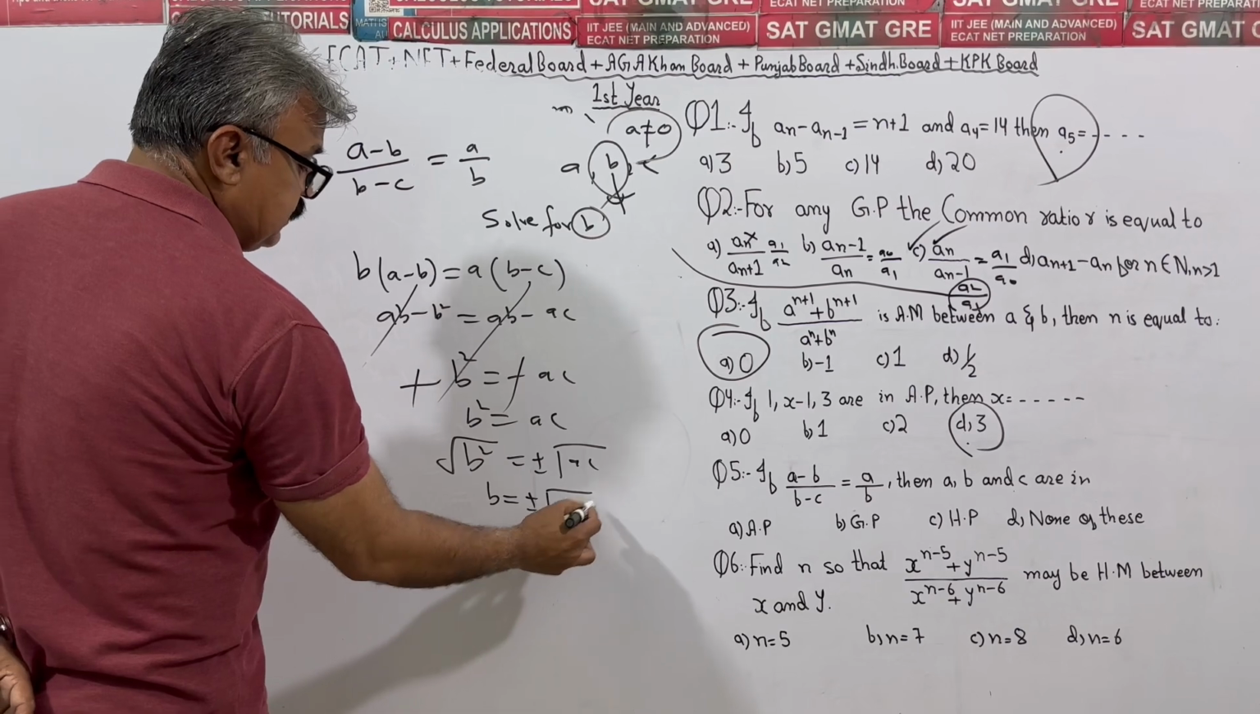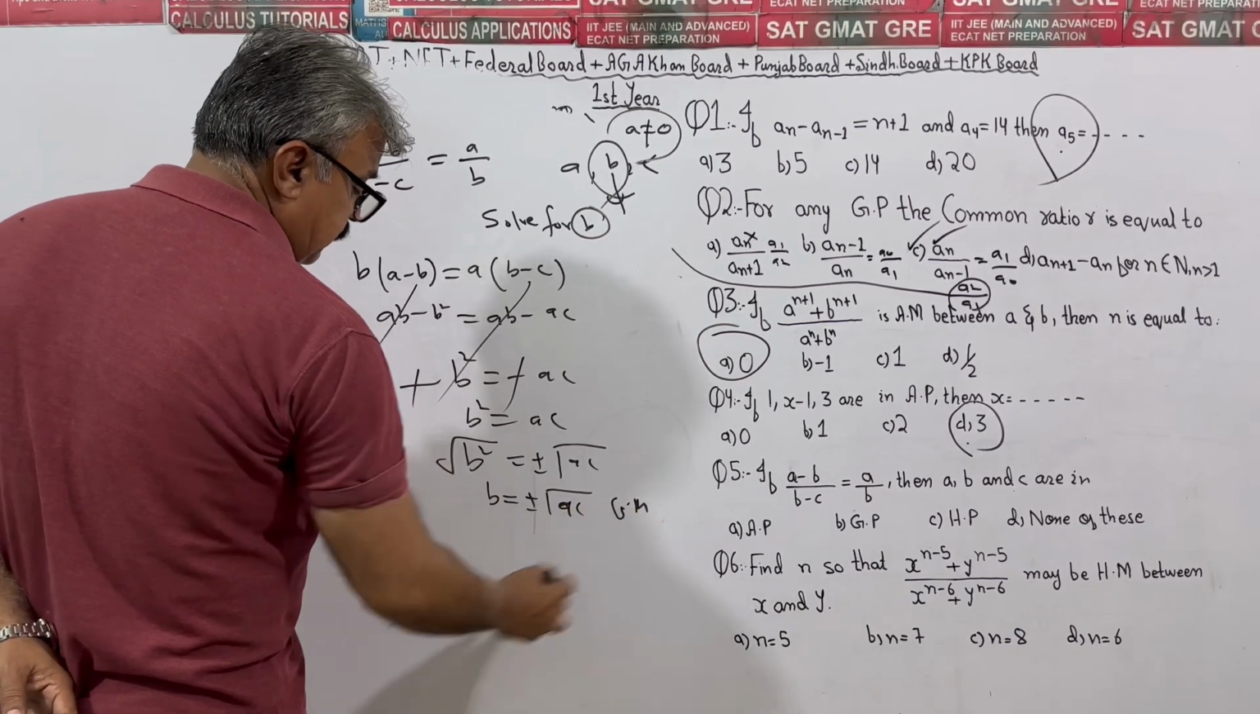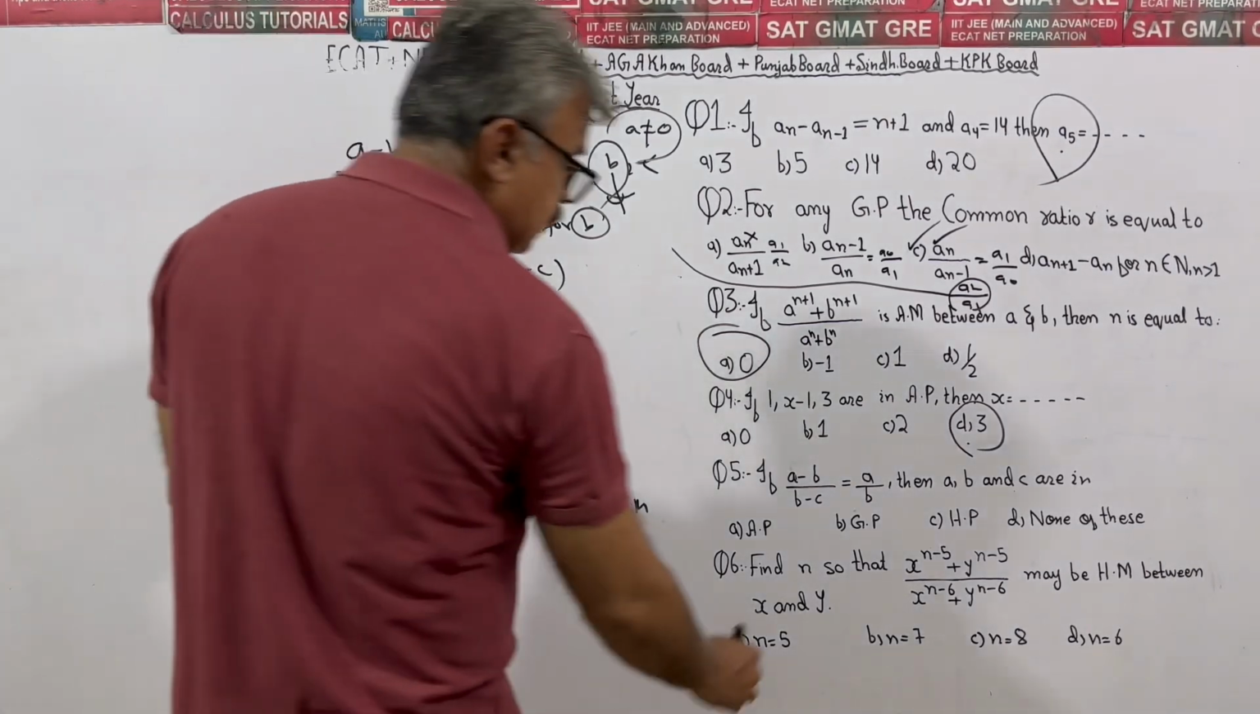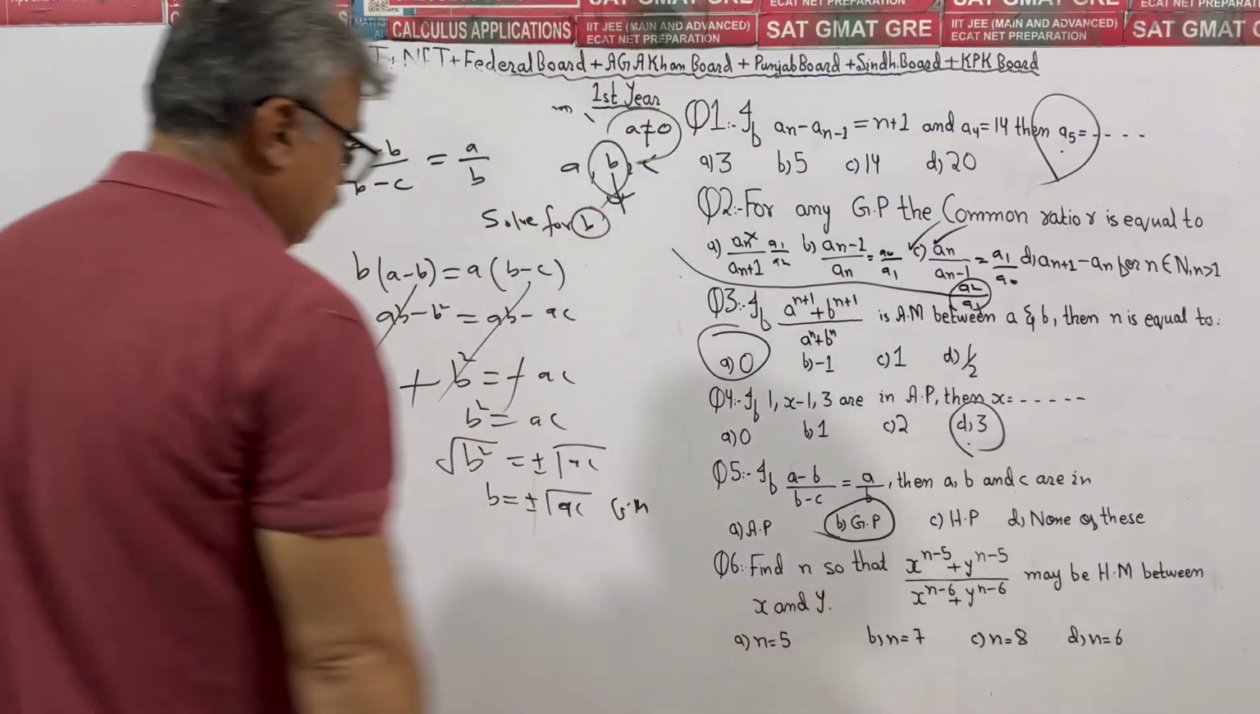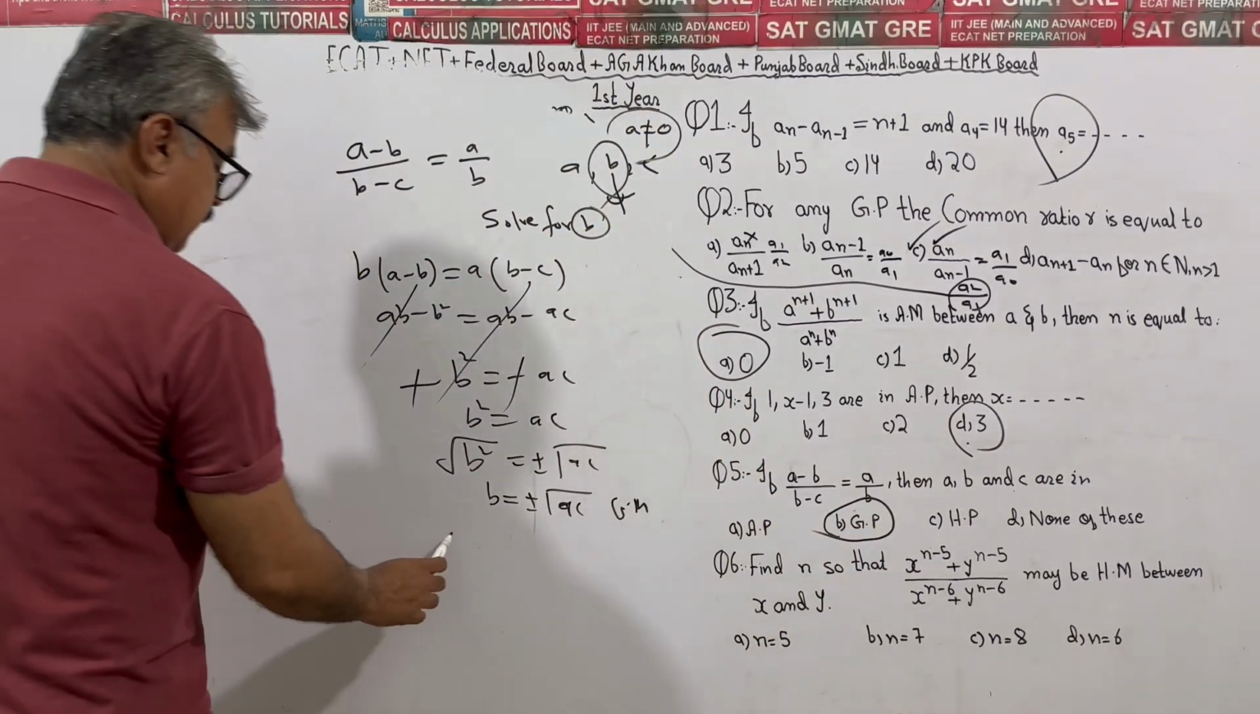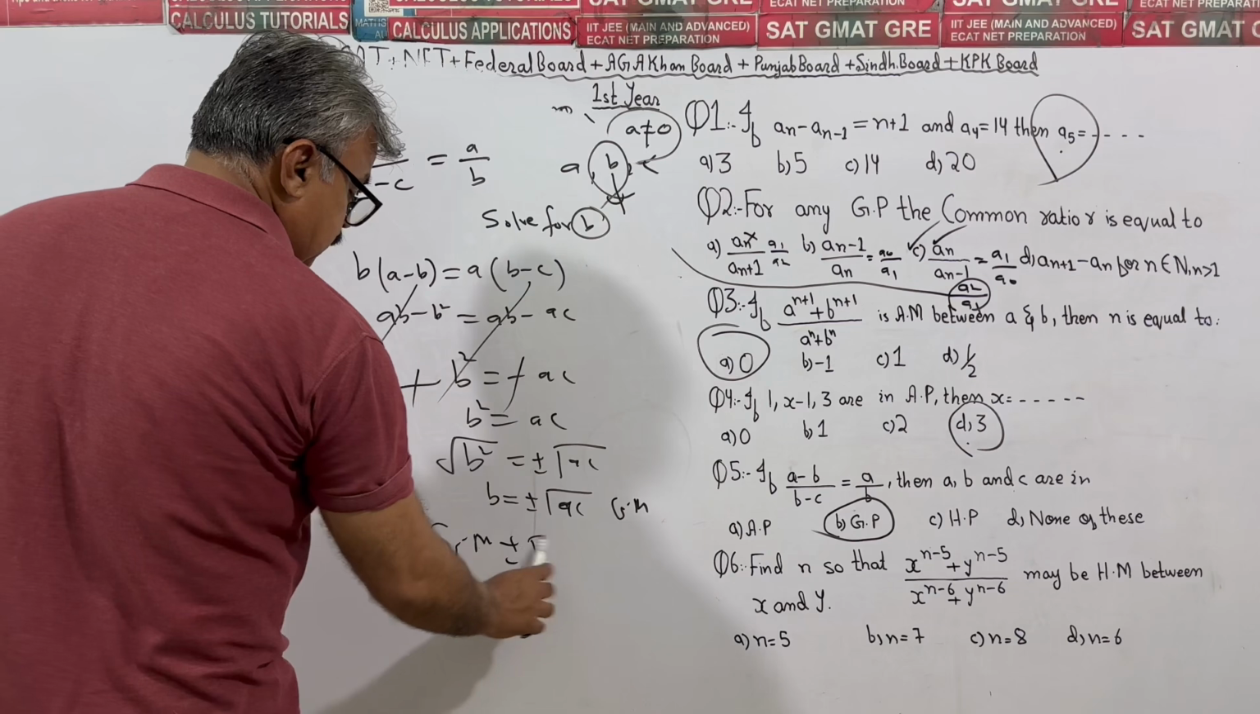That is the definition of GM. It means a, b, c are in GP, because the geometric mean is given by plus minus root of the product.